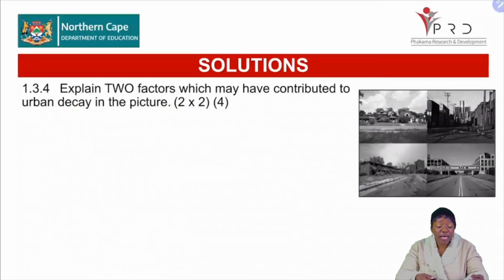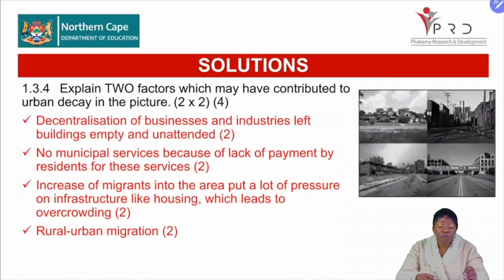Then we're looking at our question 1.3.4, whereby you are supposed to explain the two factors which may have contributed to the urban decay in the picture. So we have talked about decentralization. Remember decentralization, we're talking about the industries that have moved into other areas, more especially the rural areas, so that they can develop those undeveloped areas. So decentralization of businesses and industries has left the buildings empty and unattended.